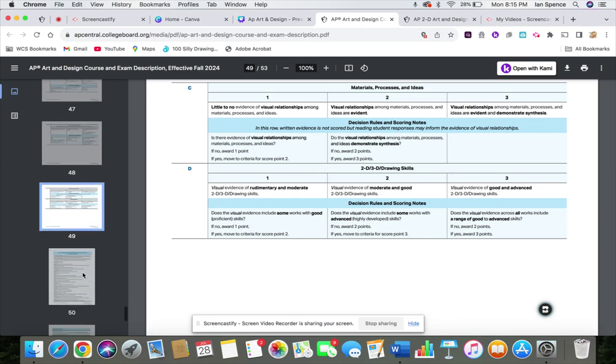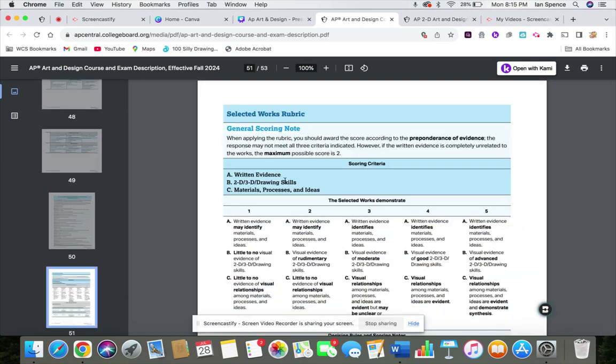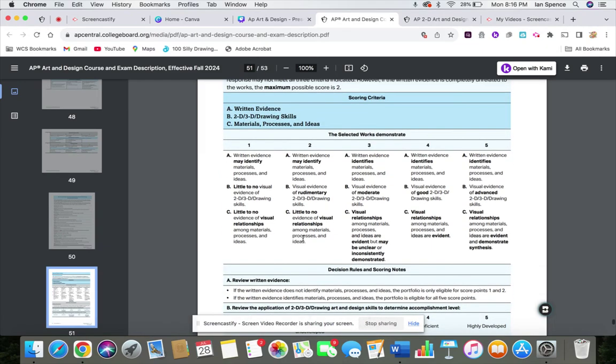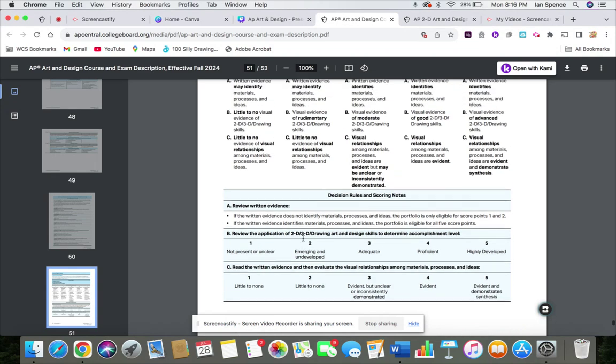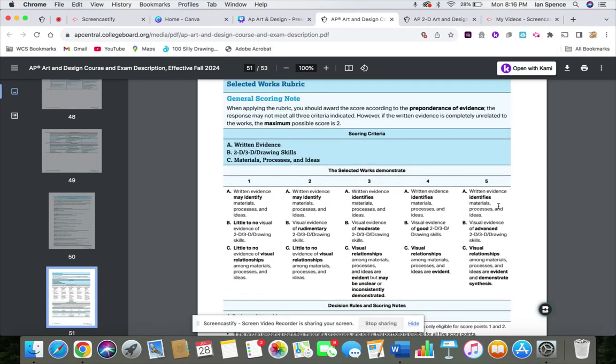And then the selected works rubric, which is right here, looks a little bit different. It's pretty straightforward. It's just 1 page and is scored 1 to 5. Again, they're looking for your written evidence, your visual evidence, and then the relationships among those two, and that your processes and ideas are evident. Your works are scored holistically all together. Again, we'll go more over this after fall break, but this one's pretty straightforward.